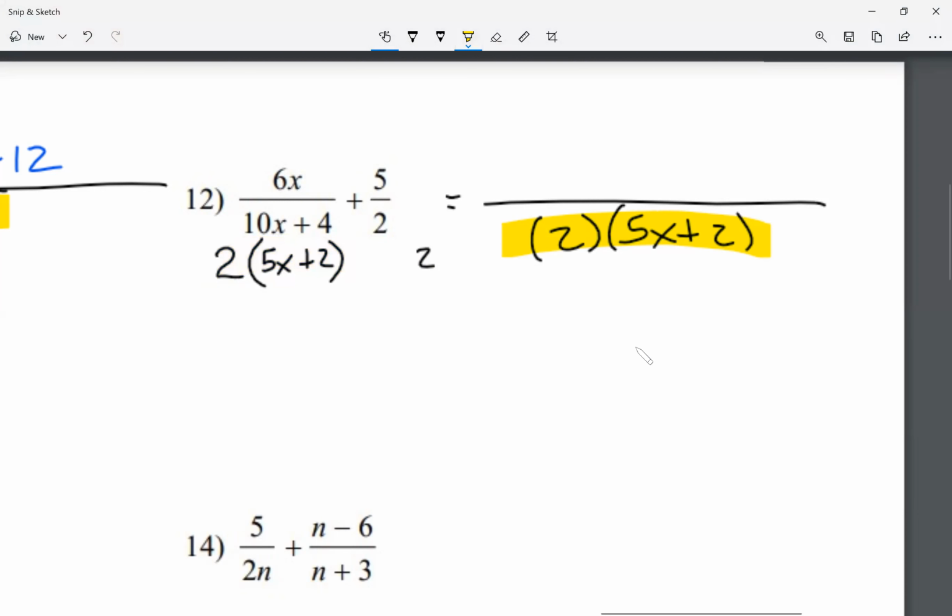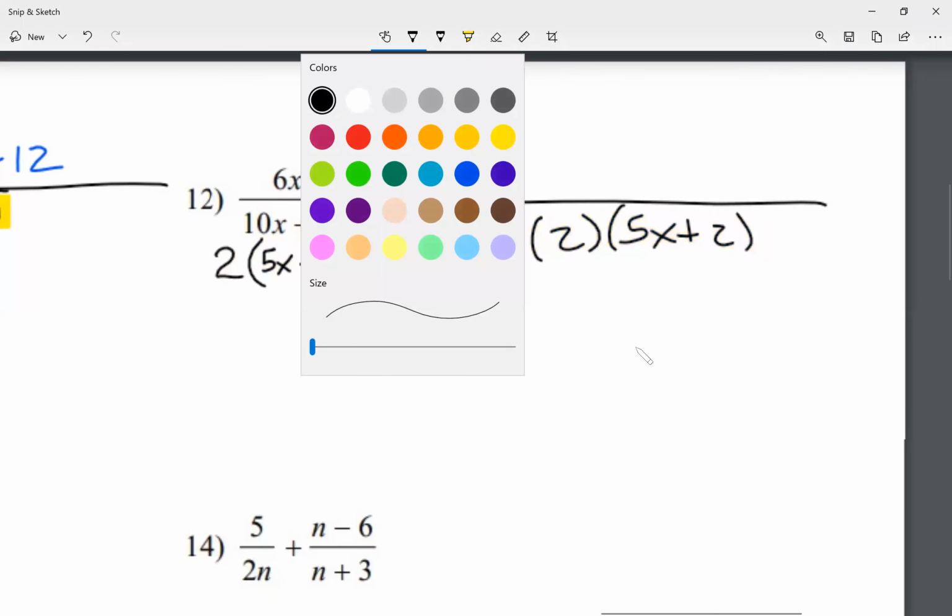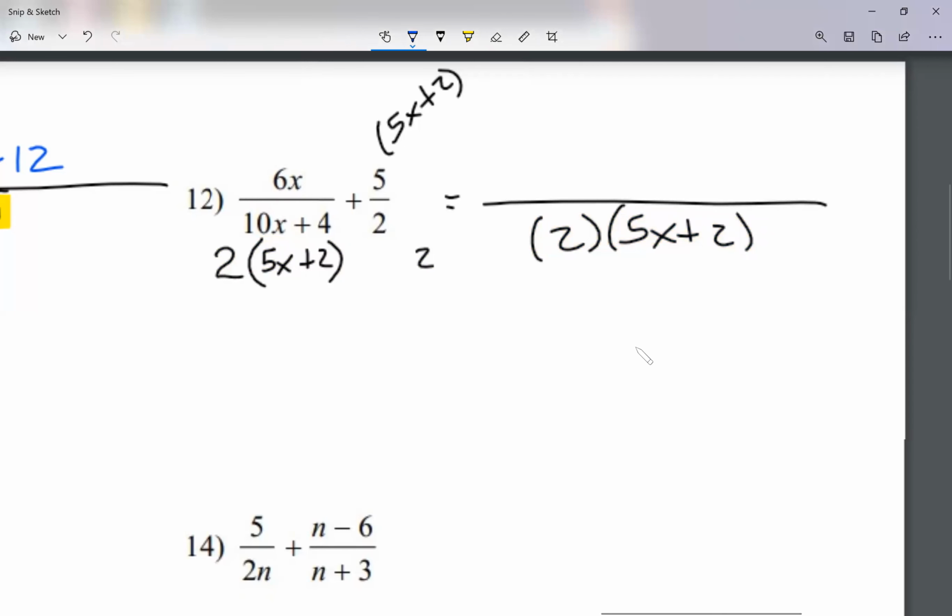Okay. Now pay attention to the second fraction. What does my common denominator have that my second fraction does not have? And then you would be like, well, it seems like I'm missing the 5x plus 2. So I'm going to multiply the top by 5x plus 2. Okay. Let me erase this. Okay, so now my first fraction is just a 6x.